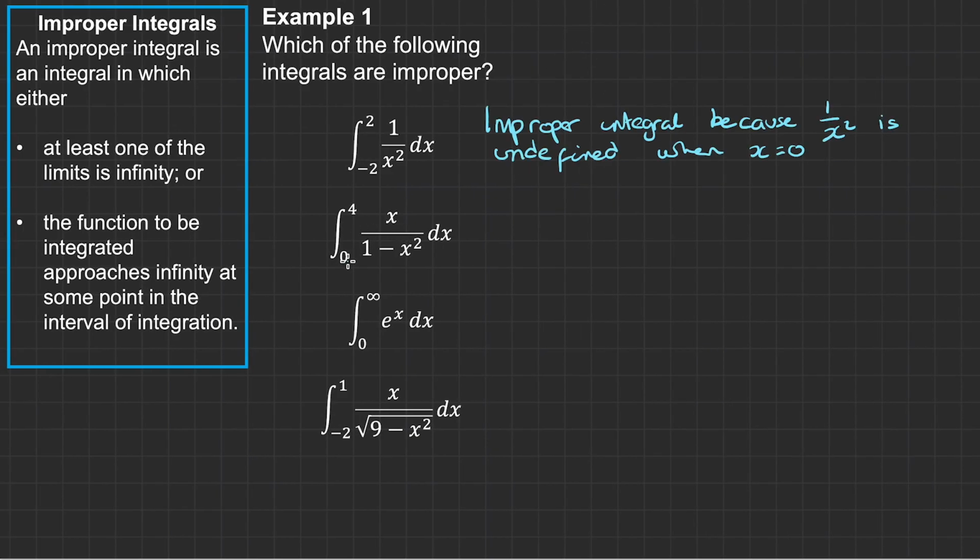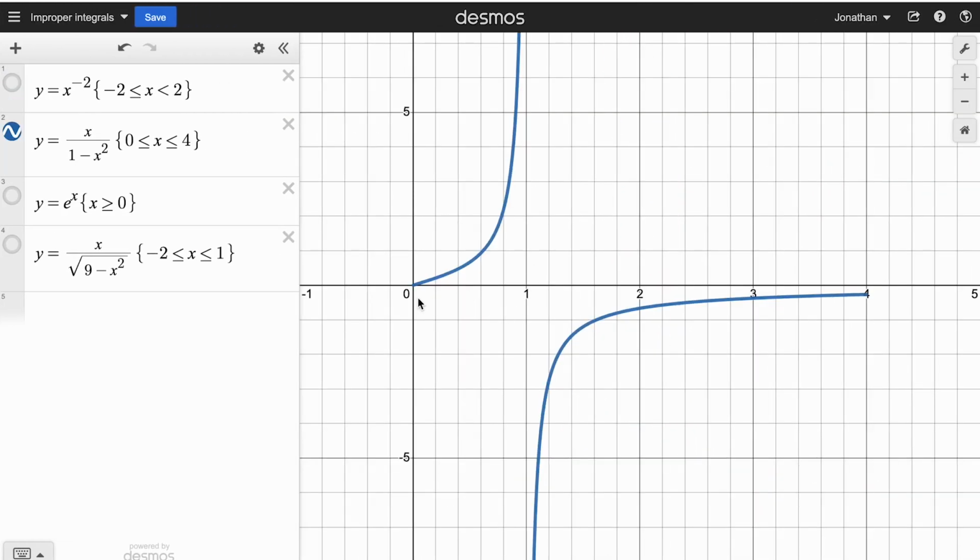Okay, so for our second integral, well, again, neither of these limits are infinity. But if we look at x over 1 minus x squared as a function, well, you can see when x is 0, this is defined, but then the function becomes undefined when x approaches 1. You see we've got a broken scale as it shoots off to positive infinity here, and then negative infinity just after 1. So again, for this reason, because 1 is inside of our limits, this becomes an improper integral.